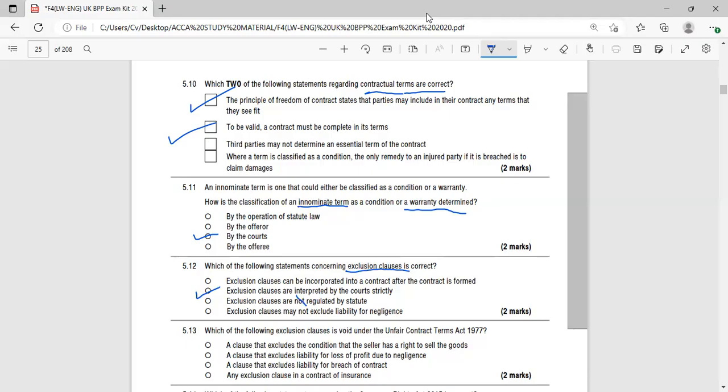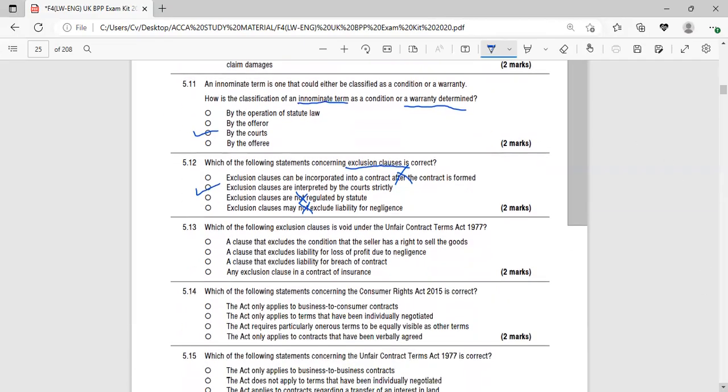Here, the word "not" is incorrect. Again, the word "not" is incorrect. Exclusion clauses are interpreted by the court strictly. They must be incorporated before the contract is formed and are regulated by statute law. Must be incorporated, not after.